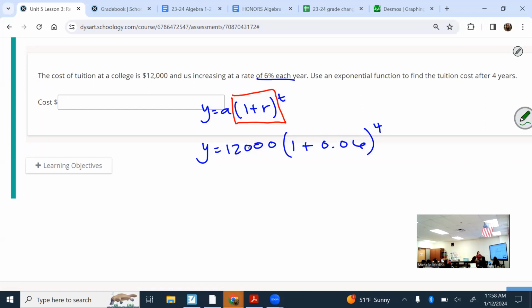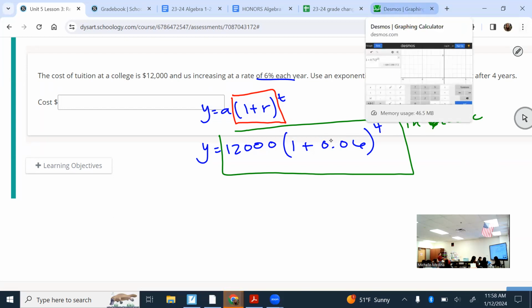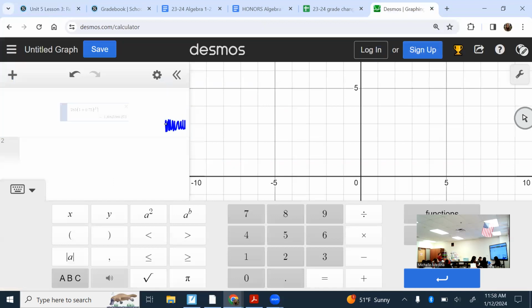Except for the y equals, you're going to put this in your calculator all at once, not like your iPhone calculator that only lets you put things in one at a time. Put that all in at once. Let me do that, because we can talk about what to round to. It's 12,000 parentheses 1 plus my growth rate, close parentheses to the 4th power.